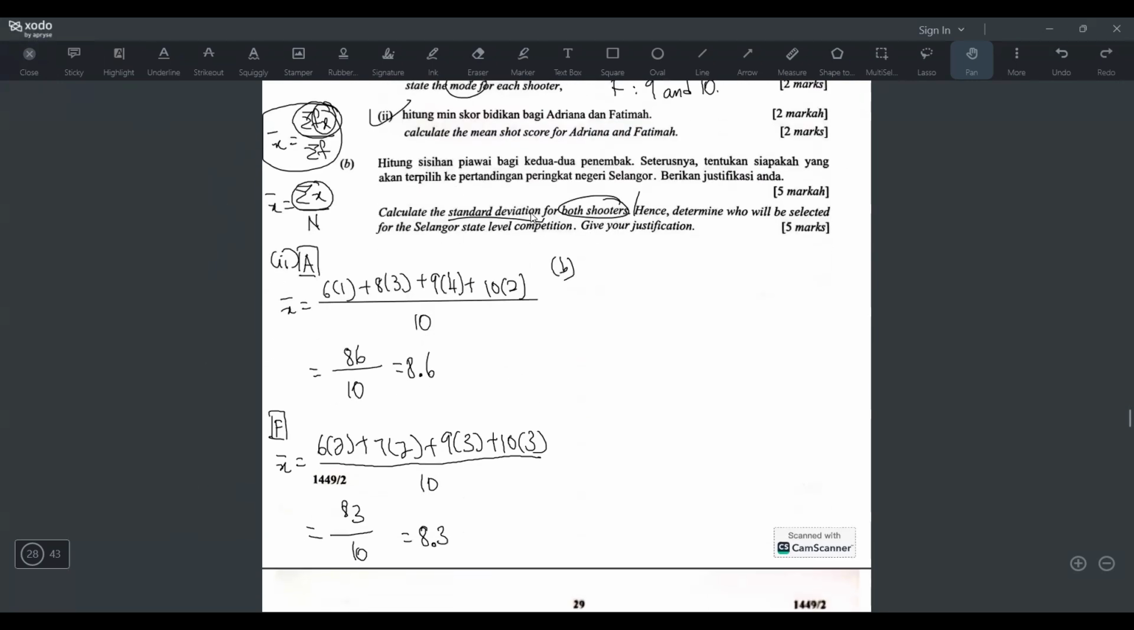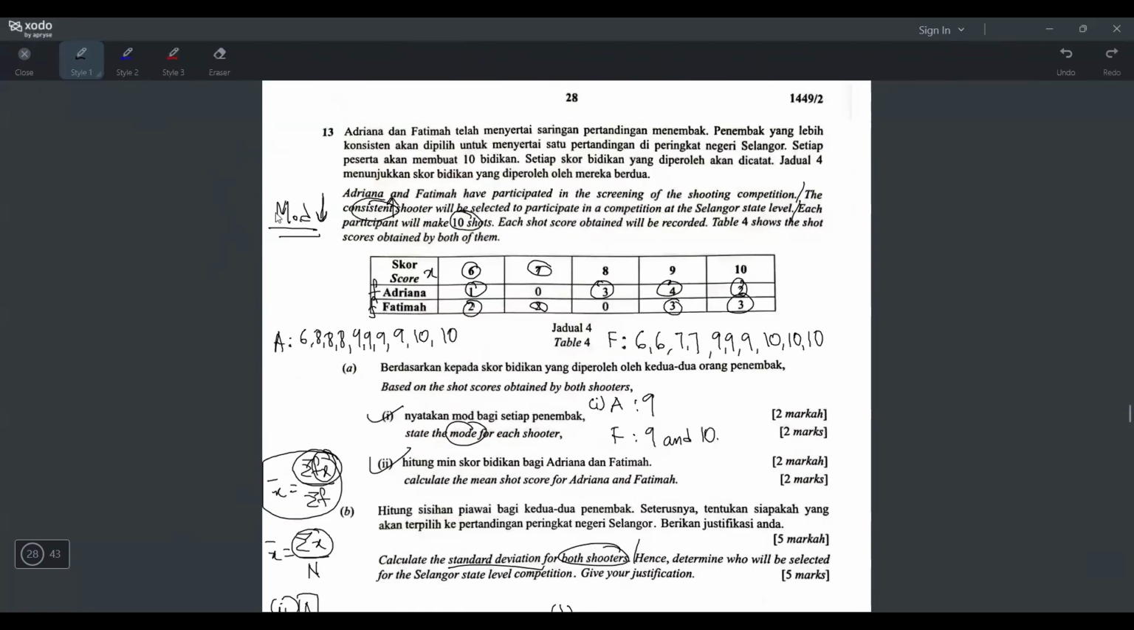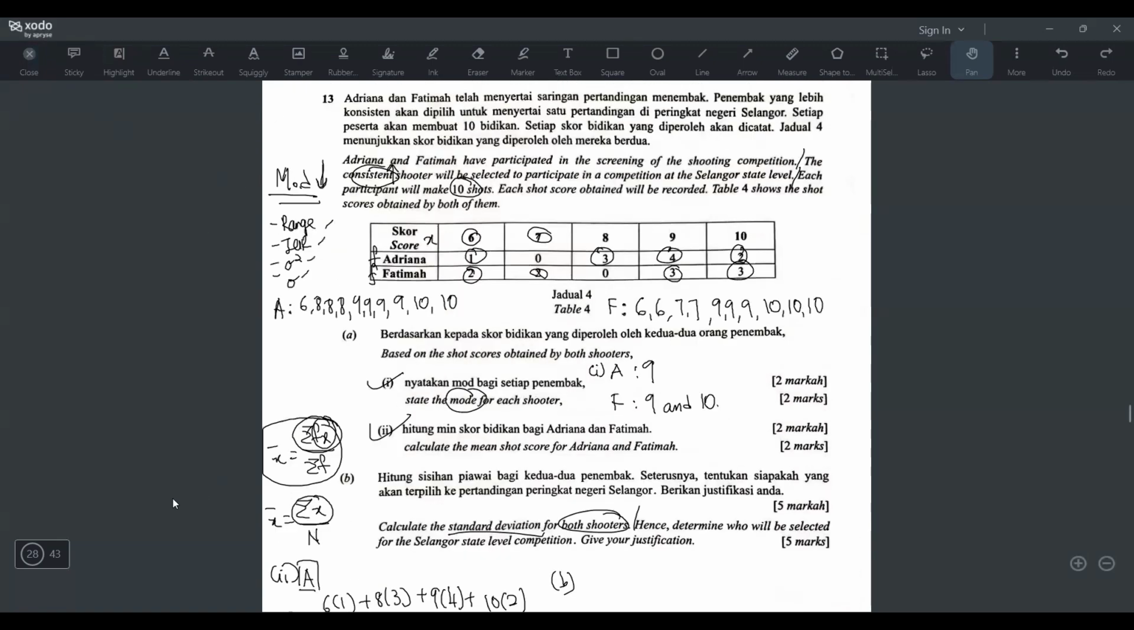But they want you to calculate standard deviation. Do you know standard deviation is also a type of measure of dispersion? There are four measures of dispersion. You have range, interquartile range, and then what is it? Variance and standard deviation. Okay, all these are measures of dispersion, right? And obviously, they want you to use standard deviation to determine who's more consistent, right?